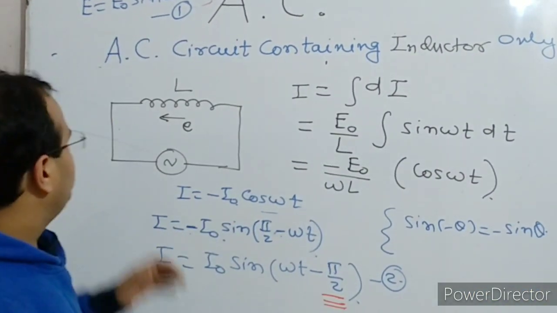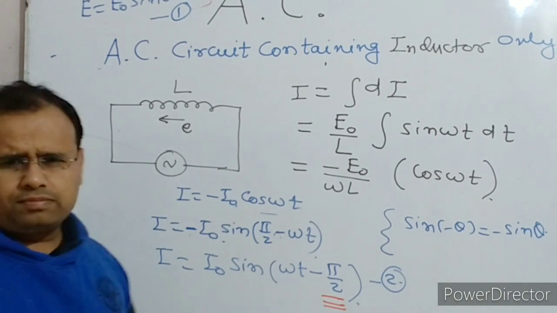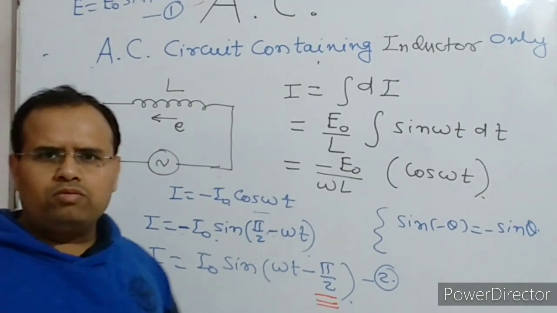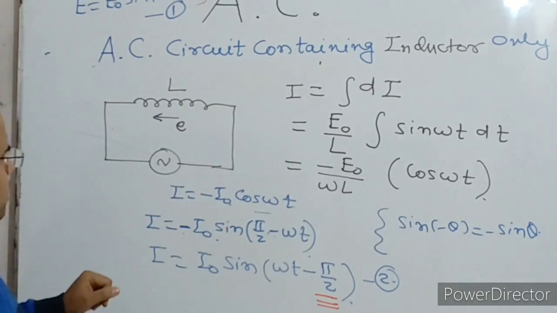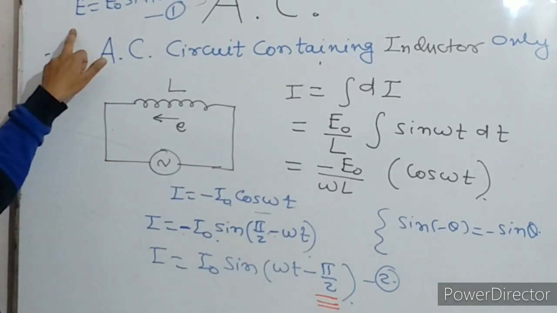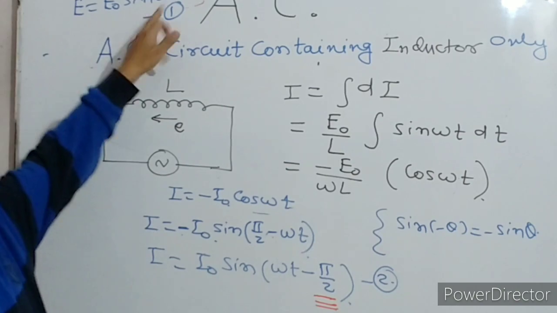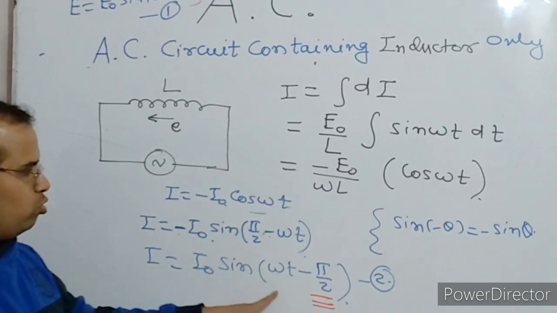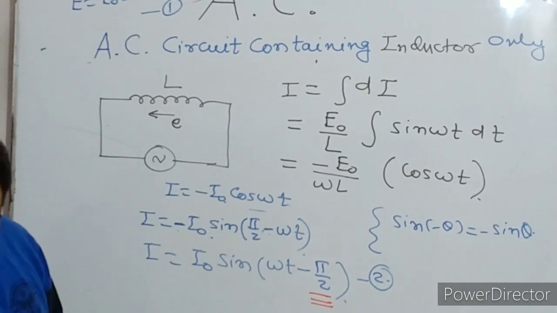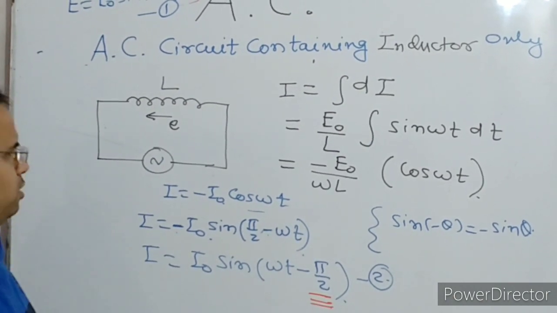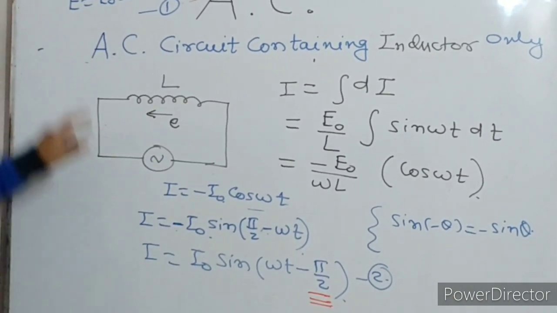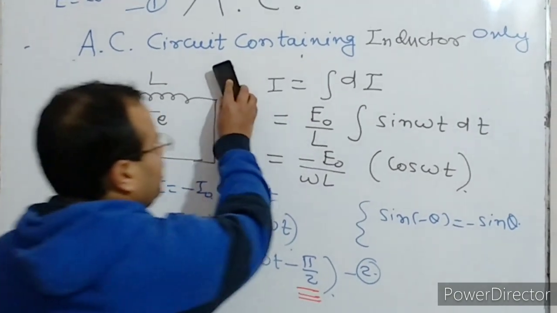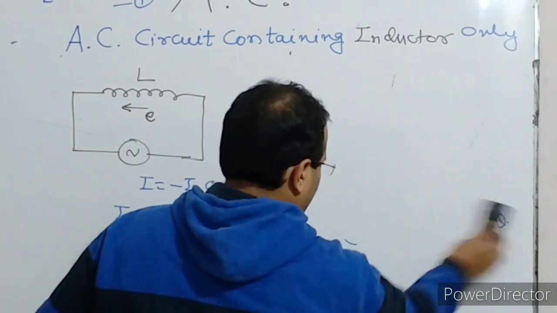Friends, up till now we discussed how the inductor would behave in an alternating circuit. We studied that if the EMF is given by E equals E naught sin omega t, then the current is given by I equals I naught sin (omega t minus pi by 2). What does it mean? It means that the current is lagging behind the EMF by angle pi by 2. Let us try to understand what it means.